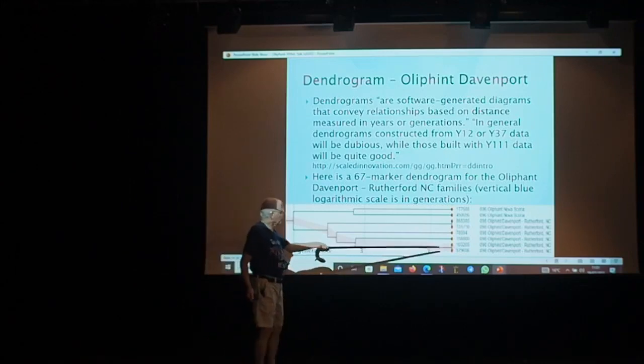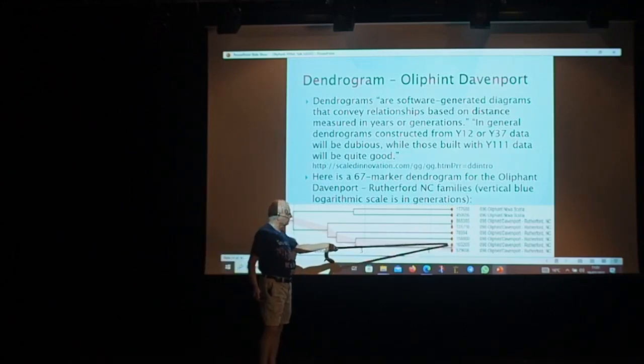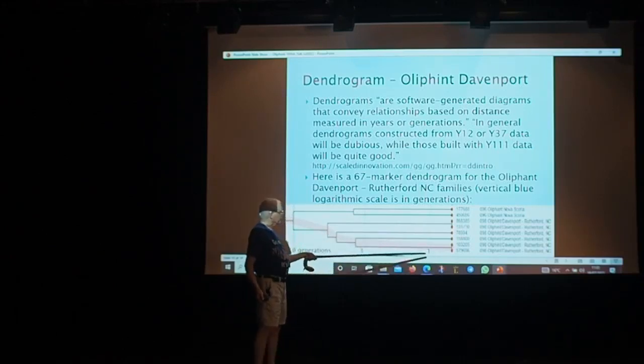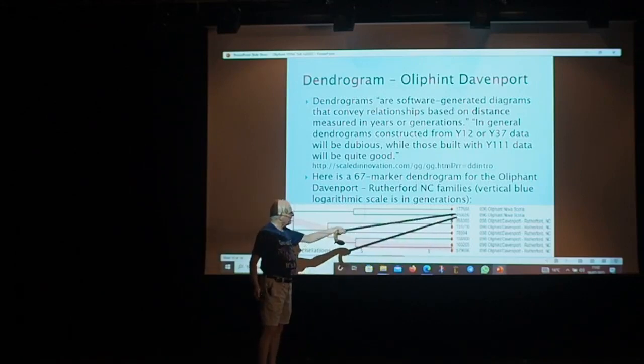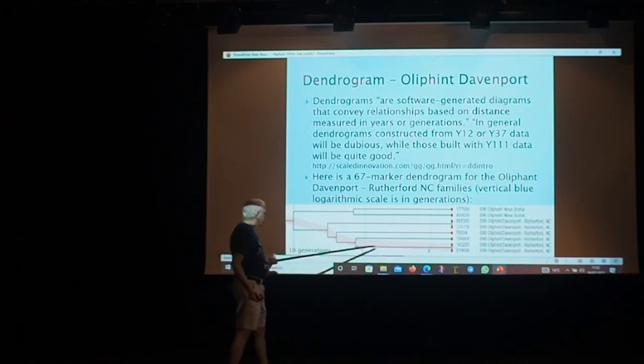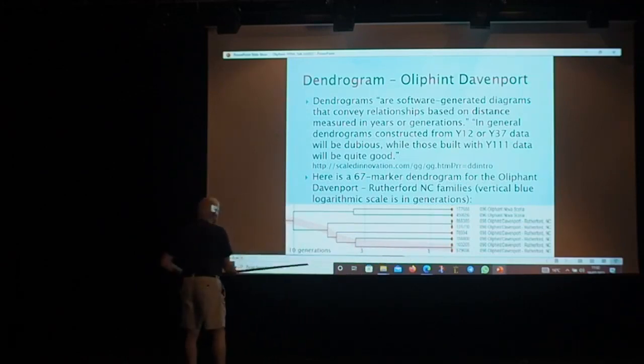these are the two people that were in the mode. They're connected together, meaning they're the same. And those are the two people that are away from the mode. This is a logarithmic scale, and these at the top are the two Nova Scotia people. So this is one generation, three generations, and 10 generations back.